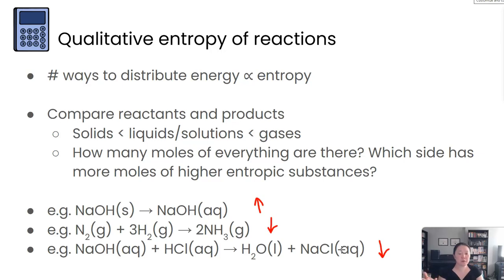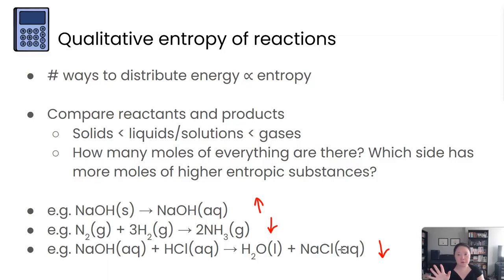Now, something that I want to note is that when it comes to entropy, an increase in entropy is generally energetically favorable. Now it's a little bit different than enthalpy, where a negative enthalpy, so an exothermic reaction, is energetically more favorable. So a decrease in energy in your system is more favorable. In terms of entropy, an increase is going to be more favorable.